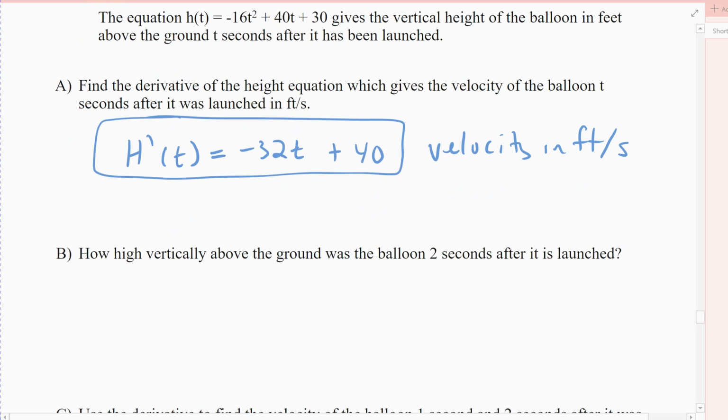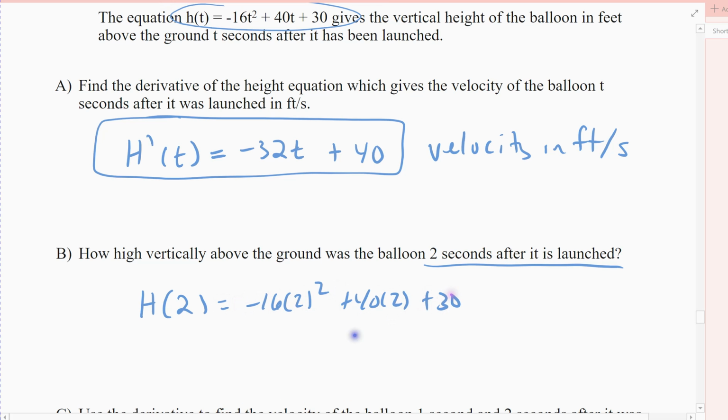How high vertically above the ground was the balloon 2 seconds after it was launched? So this is just asking you to use h of t. This is going back to the original, so I'm going back up here and plug 2 in. So negative 16 times 2 squared, plus 40 times 2, plus 30, and just be careful when you plug that in. It comes out to 46, so it's 46 feet above the ground at 2 seconds.